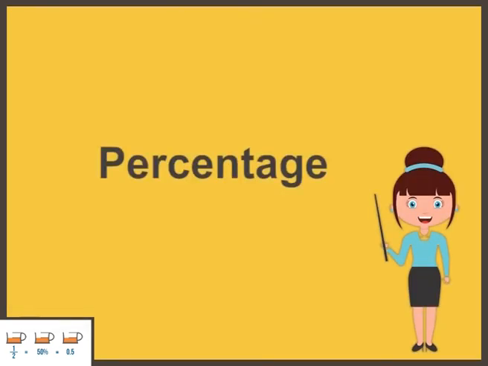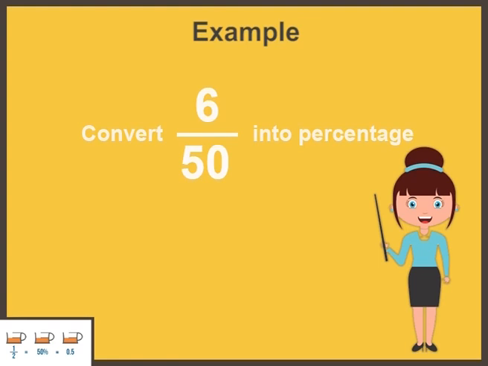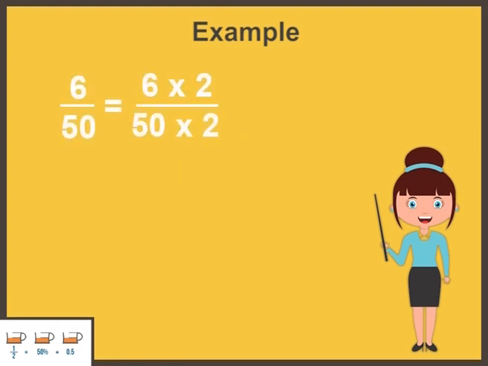Let's move towards the next section, that is percentages. To calculate the percentage of a number, try to make the denominator equal to 100. For example, let's convert 6 by 50 into percentage. Convert 50 to 100 by multiplying it by 2. Remember that you need to multiply 6 with 2 also, because we have multiplied the denominator 50 by 2, and we must multiply the numerator by the same number. The fraction becomes 6 multiplied by 2 by 50 multiplied by 2, which is 12 by 100, and it is 12%.